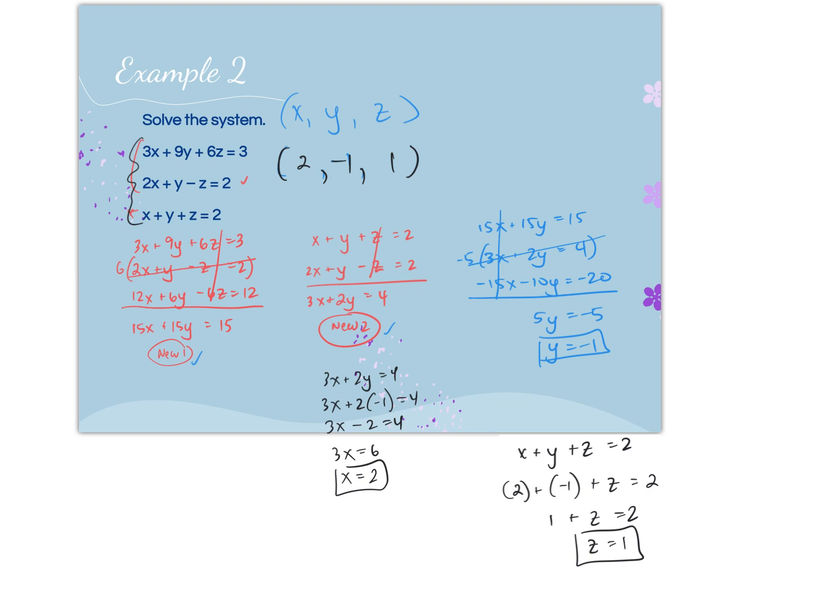And if you plug it into any of these other equations, you will see that it will work, okay? Or it should. So let's check one more time. So 2 times 2 plus negative 1 minus 1 equals 2. 4 minus 1 equals 2. 2 equals 2, and it worked. Okay?